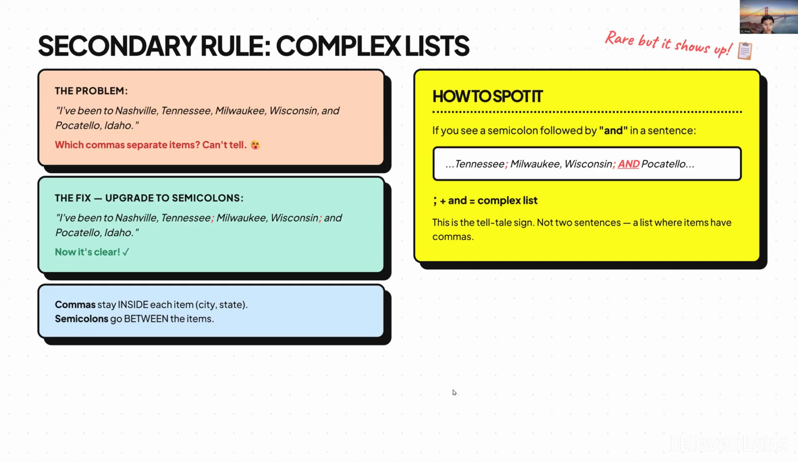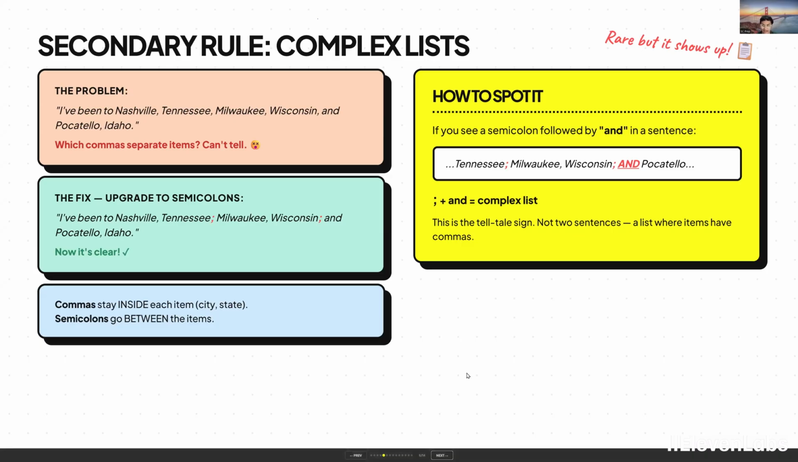So the fix here is to upgrade into semicolons. I've been to Nashville, Tennessee; Milwaukee, Wisconsin; and Pocatello, Idaho. Here, the commas stay inside each item, which is the city, then the state. But the semicolons go in between these items to help you differentiate between each other. And the simplest way to spot this is if you see a semicolon that is followed by an "and." This indicates that you have a complex list and that this is not a case where it's acting as a period.